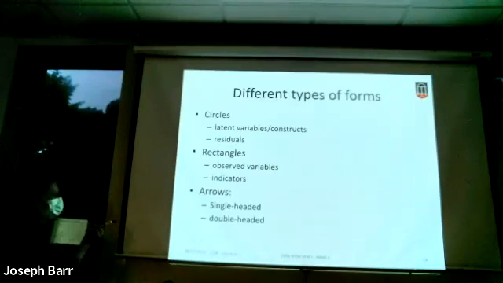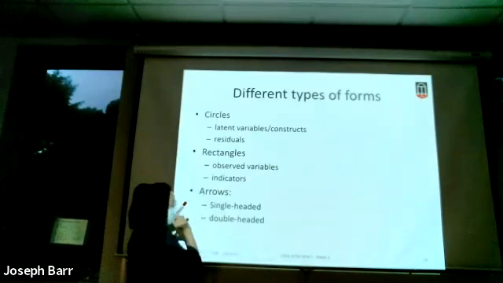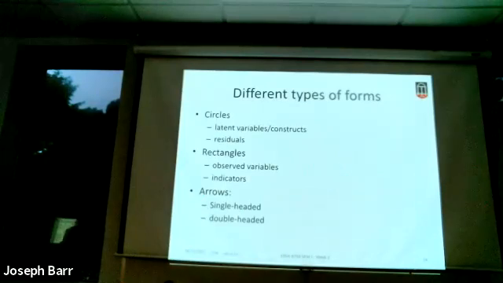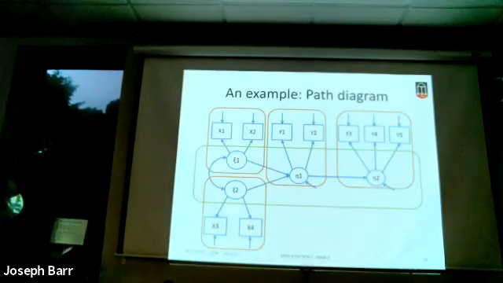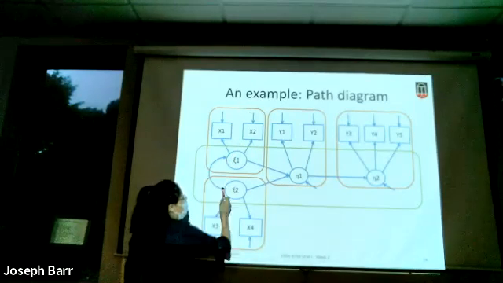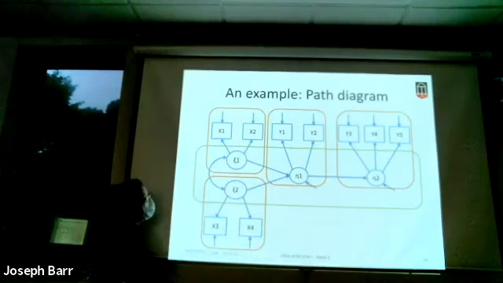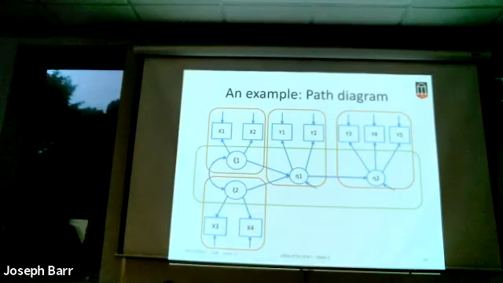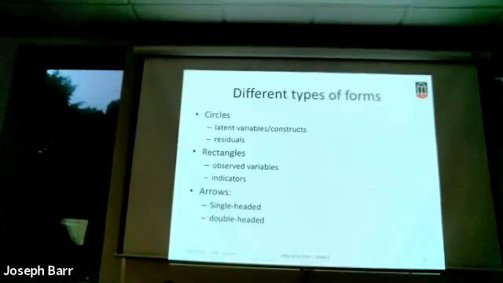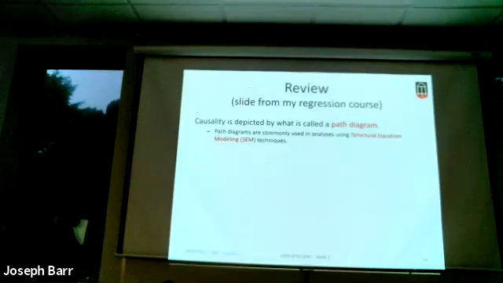And we have some arrows. We may have a single-headed arrow, we may have a double-headed arrow. So let's look at these. We have, for example, a single-headed arrow, a double-headed arrow. Okay, that's a very simple introduction of these different components of the path diagram.